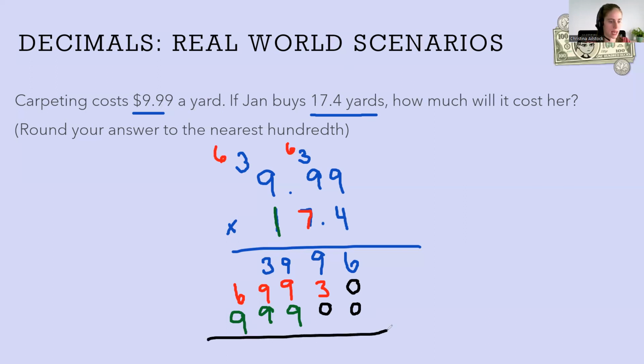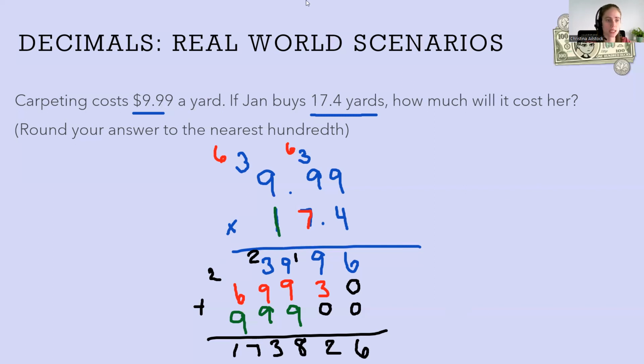All right, let's add them up, see what we got here. 6 plus 0 plus 0 is 6. 9 plus 3 is 12. And now we have 9 plus 9 plus 9 plus 1, and that would be 28. And then we have 2 plus 3 plus 9 plus 9 would be 23. 6 plus 9 plus that 2 is 17.